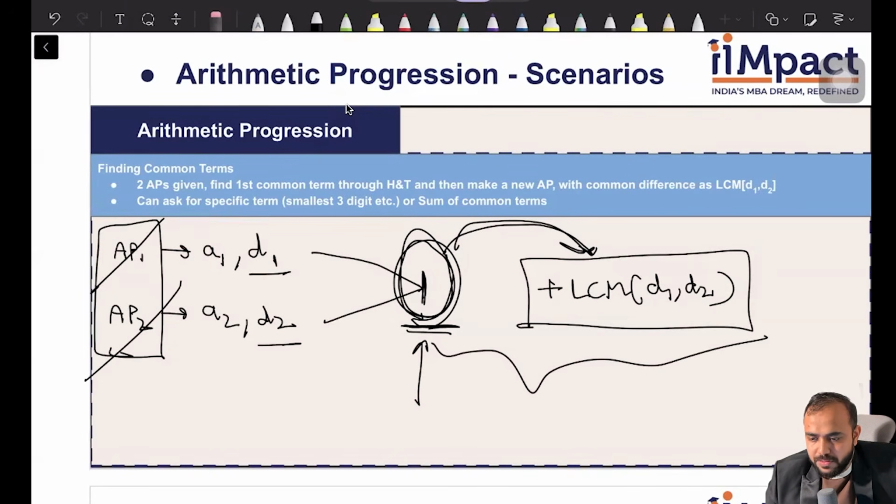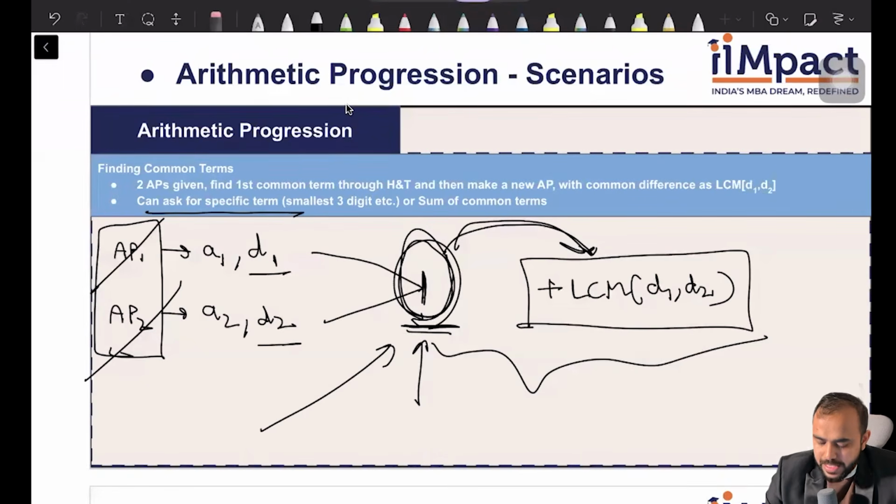Now, once you have this new AP of the common terms, you can forget these two, unless there is some constraint, which we will see again. And then whatever they ask you for, maybe they ask you for the smallest three-digit number which is common to both of these. So what they are really asking is in this new AP, which is the first three-digit number? They can ask you for sum of common terms. Doesn't matter. Once I have the AP, I don't really care what they ask me. I'll just give it to them.